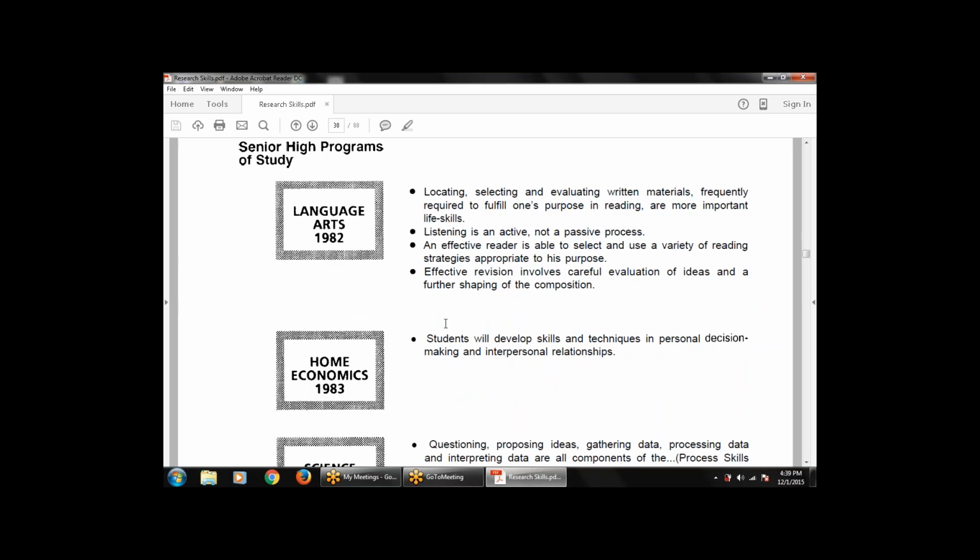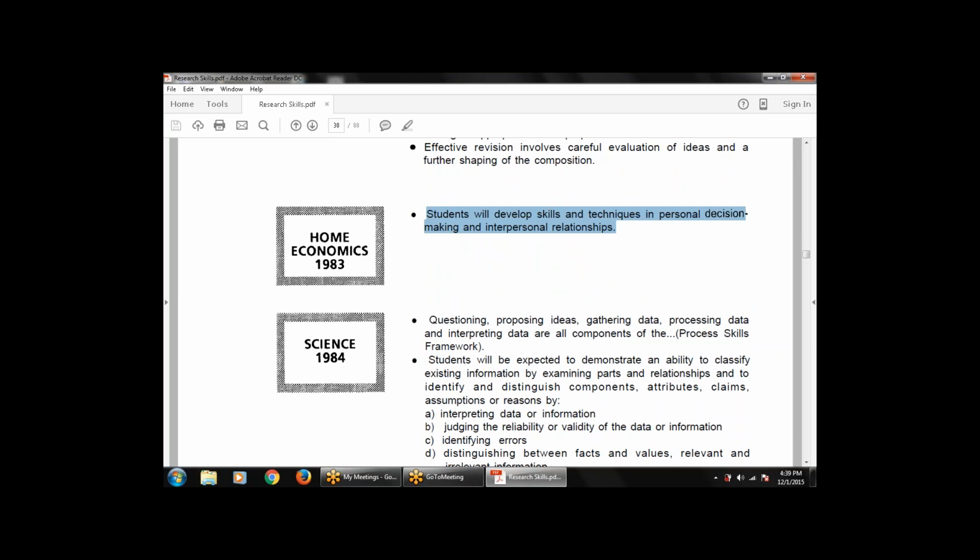That is the language arts, also the category of English, the language arts 1982. Then next is home economics. The student will develop the skills and techniques in personal decision making and interpersonal relationships. So in this, the student will get personal decision making and interpersonal relationships. Then in the science, there is questioning, proposing ideas, gathering the data, processing the data, and interpreting the data, all components of the process skills.